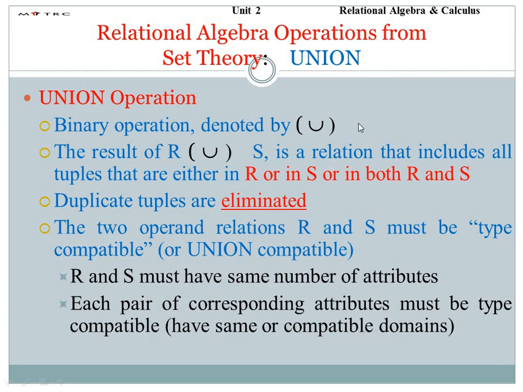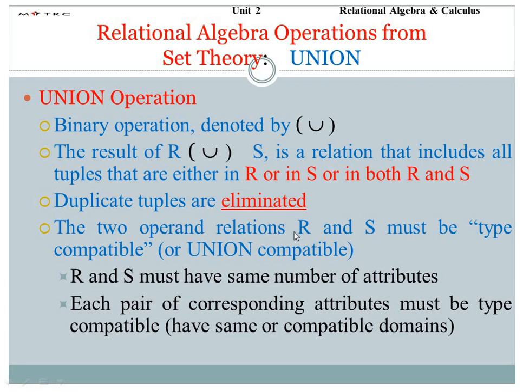The result of R union S is a relation that includes all tuples that are either in R or in S or in both R and S. That means the relation includes all tuples that are either a member of R or in S or in both R and S. Secondly, the duplicate tuples are eliminated. Whatever duplicate tuples we are having are going to be eliminated.